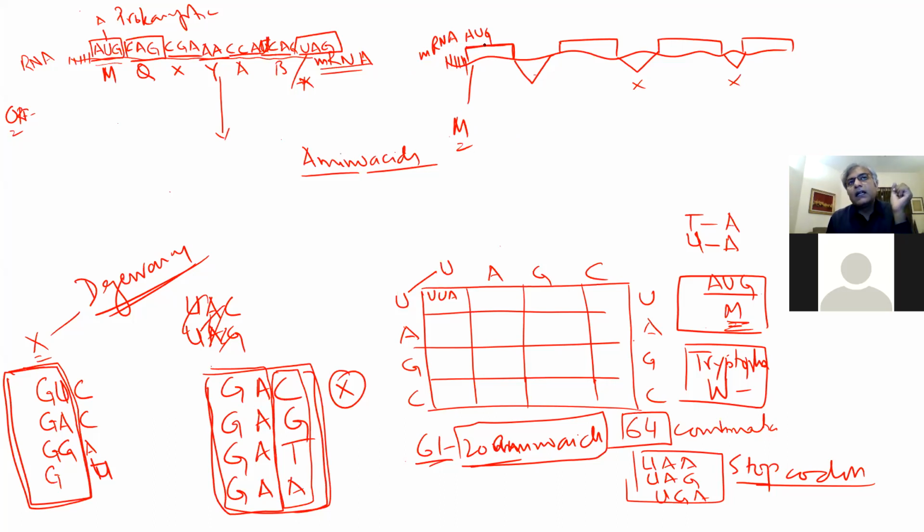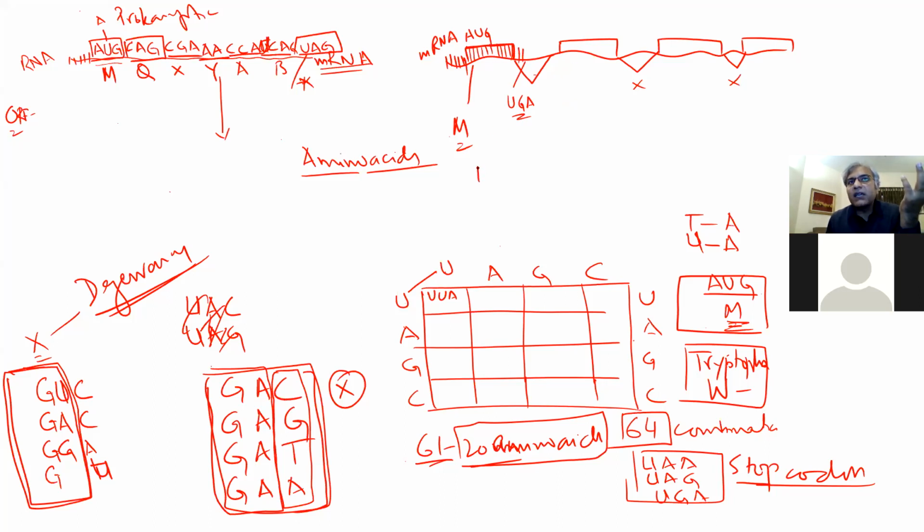Go with the triplet code. Let's say each vertical line I'm drawing is a triplet code. We keep going like this, and what happens when we arrive here as a triplet code? All of a sudden, it turns out to be a UGA. But the protein synthesis message is not complete yet.